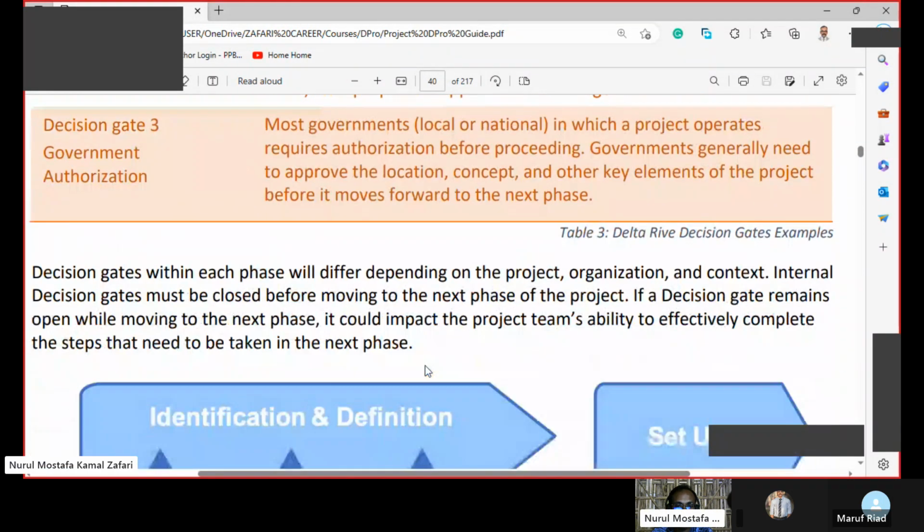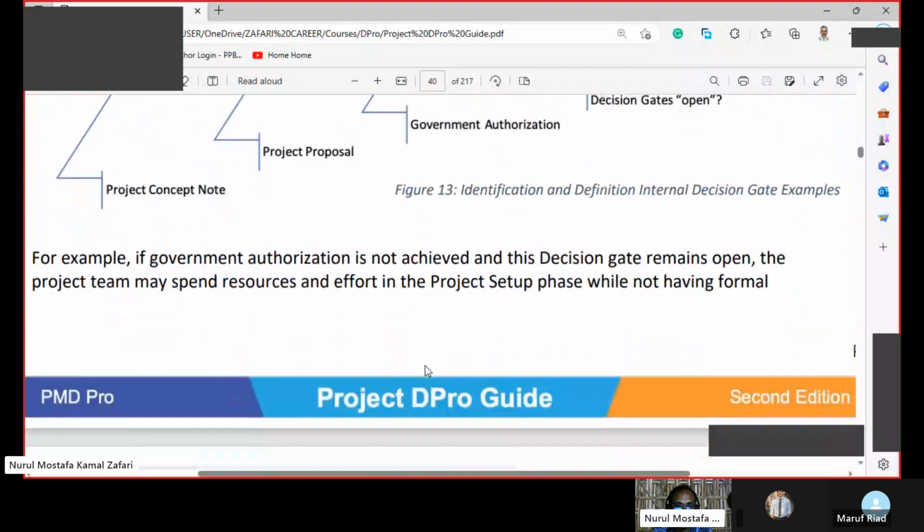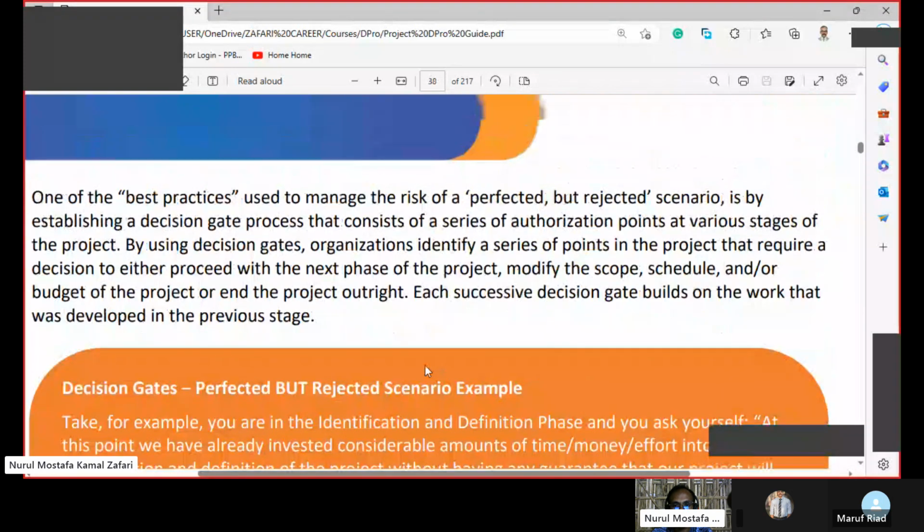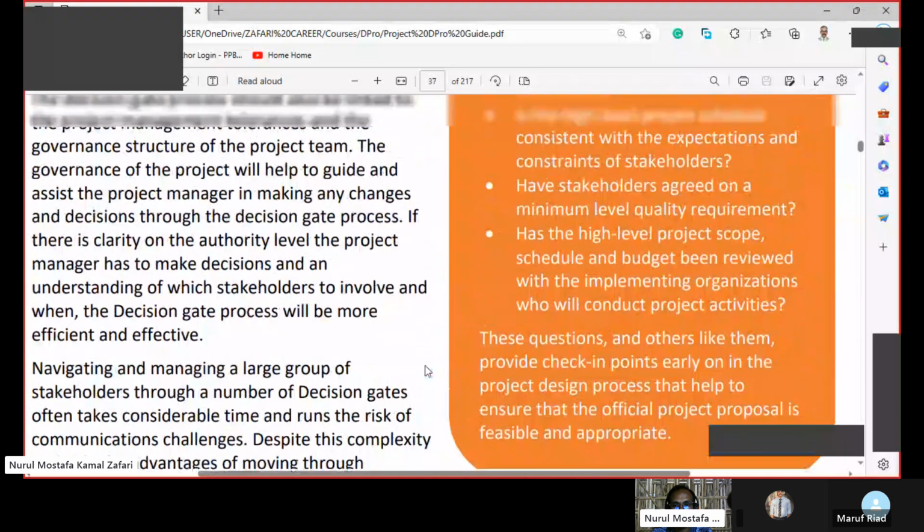Now, I think we should stop because it's all about decision gates. Let's go back to the first box of decision gate.